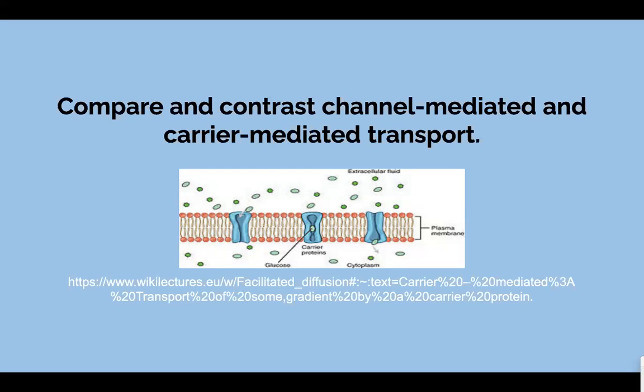The key differences between channel-mediated and carrier-mediated transport include the mechanisms of transport, protein structure, selectivity, mode of transport, transport rate, and specific examples. Channel-mediated transport involves the movement of substances through protein channels, is highly selective, and primarily facilitates passive transport. In contrast, carrier-mediated transport involves the binding and transport of substances by carrier proteins, is also highly selective, and can facilitate both passive and active transport.